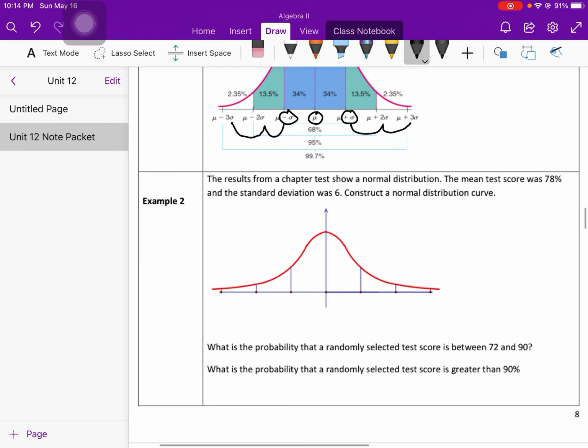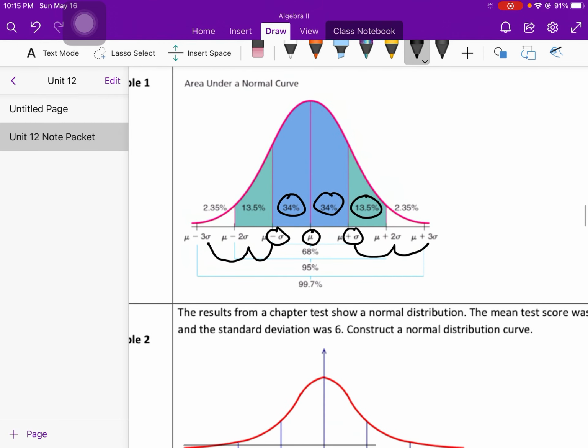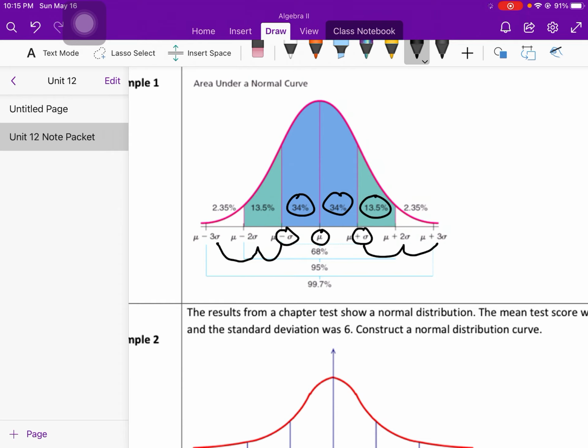So for example 2, the results from a chapter test show a normal distribution. The mean test score was 78% and the standard deviation was 6. We want to construct a normal distribution curve. The mean is always the most important part to start with, so 78% is right here. This is different from the percentages that we have, like the 34%, 34%, 13.5. Those are percentages in between specific standard deviations.